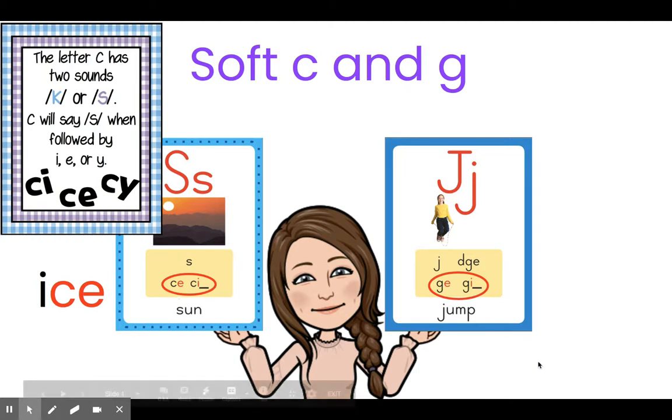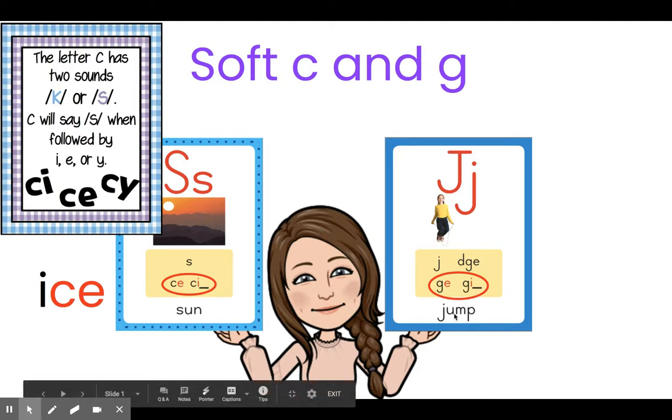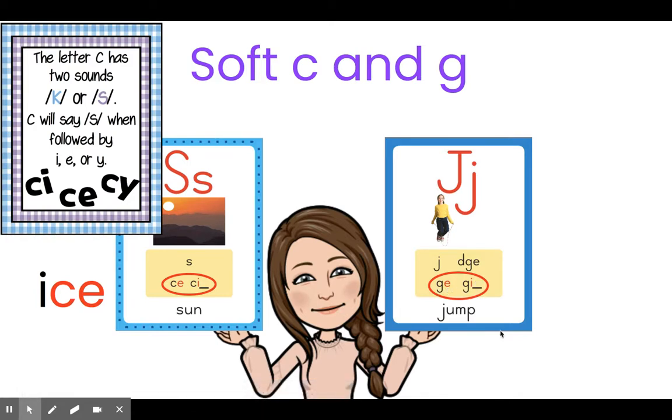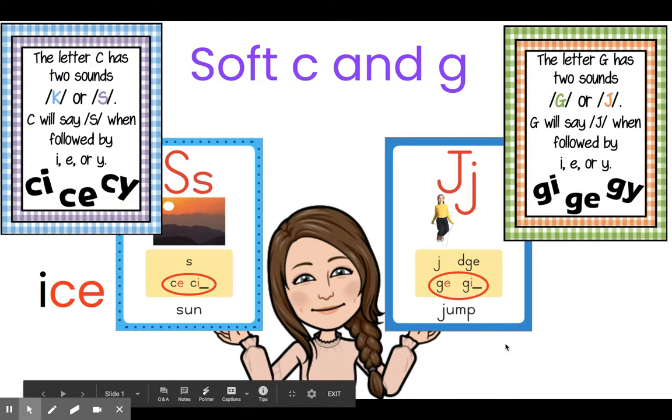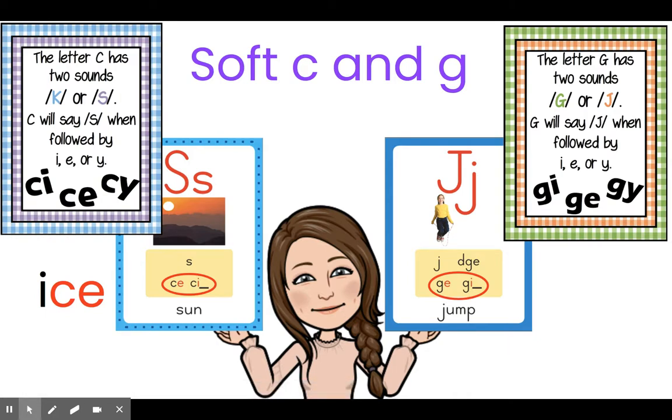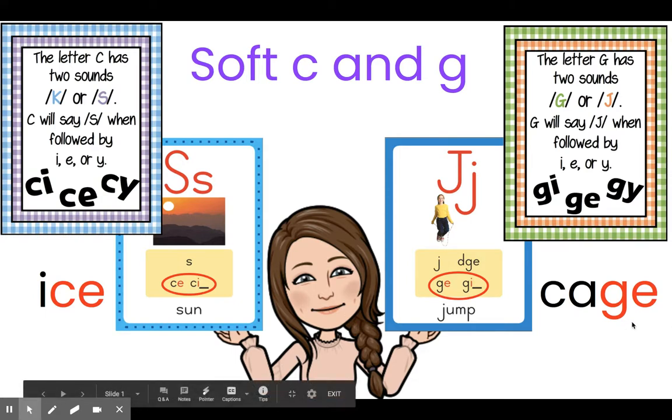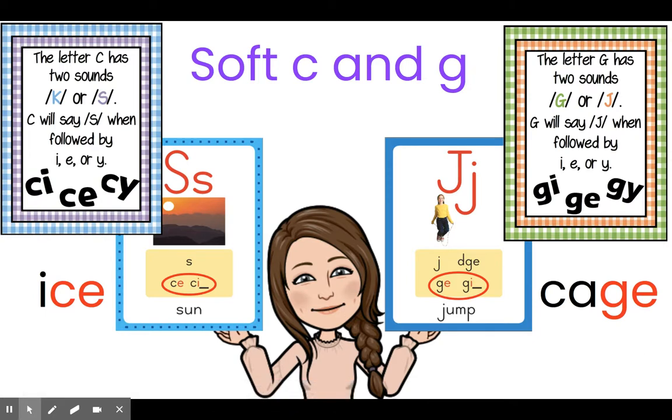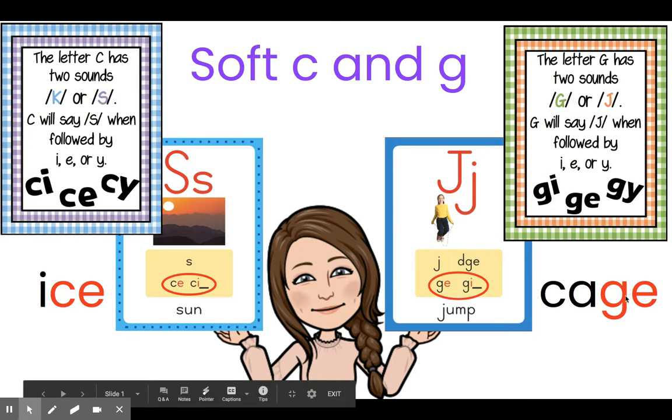Now, let's take a look at the letter J card. You'll notice I circled GE and GI. The letter G also has two sounds. It can say G or J. G will say J when it's followed by I, E, or Y. We call this the soft G sound. You can hear this sound in the word cage. Notice the G is followed by E, so it doesn't make the hard sound G. Instead, it makes the soft sound J. Even though it makes that sound like a J, it's still spelled with the letter G.